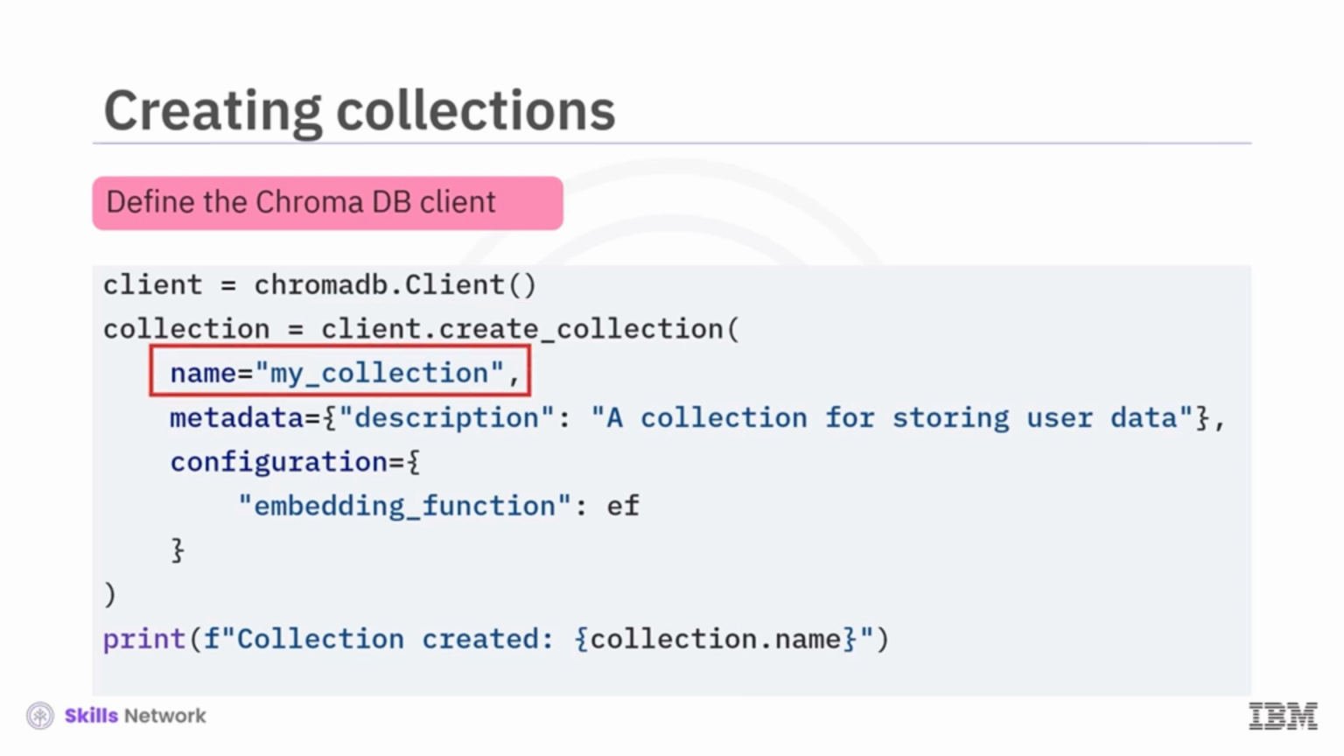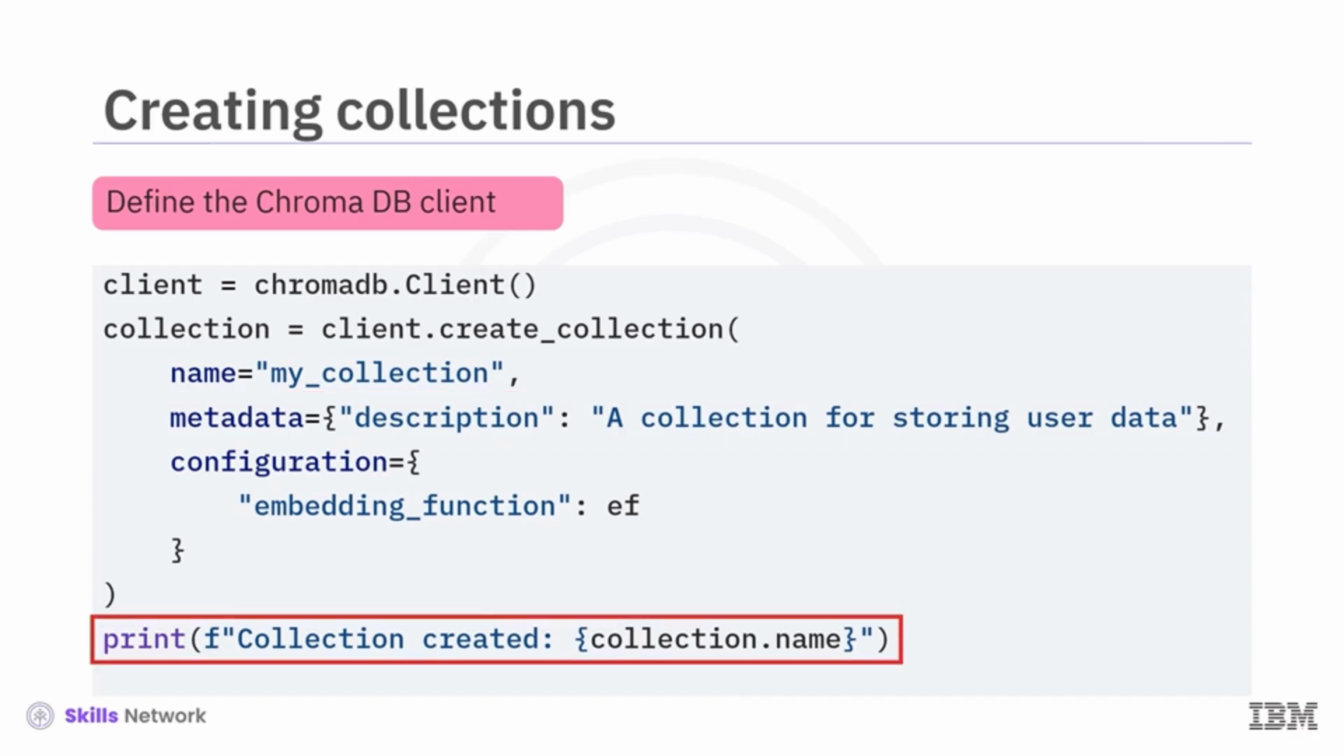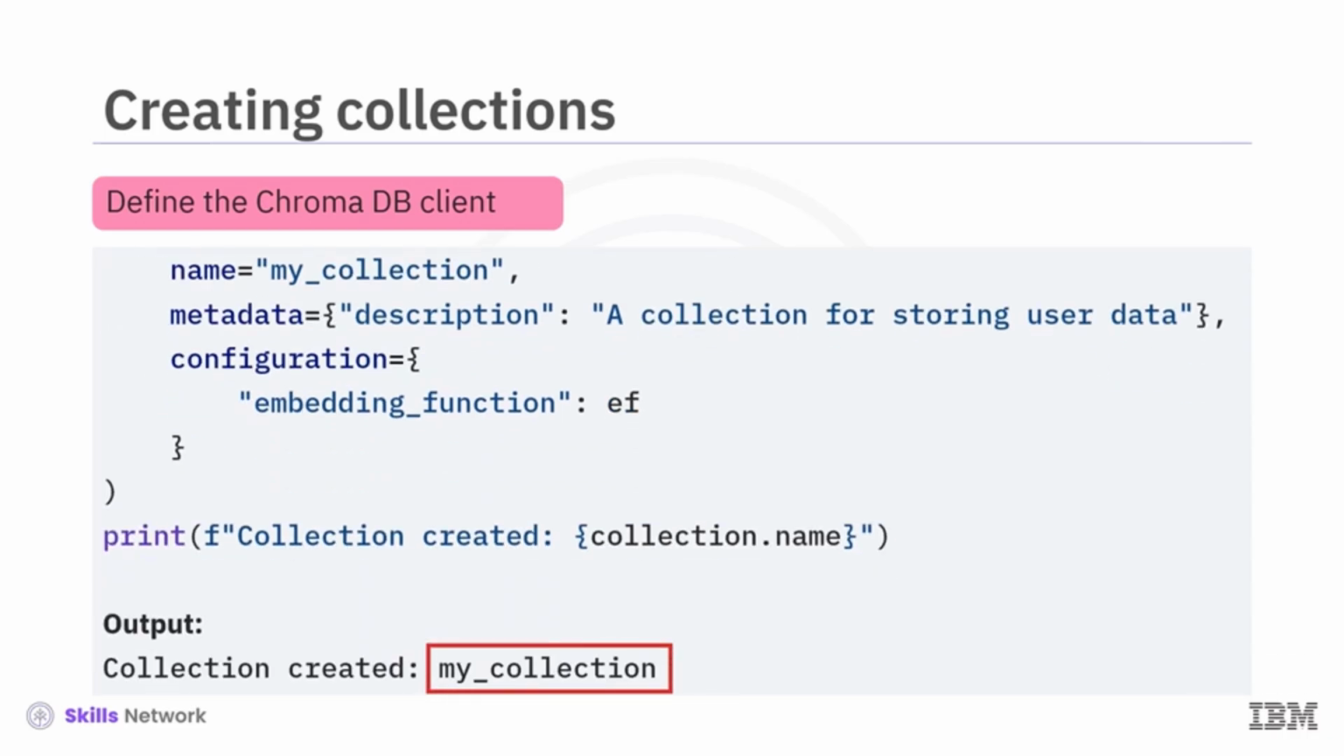Here, we're creating a collection named my_collection with a description in its metadata. Metadata can help you keep track of the purpose and contents of your collection. The last line generates the output, which in this case is just the collection name we specified earlier.